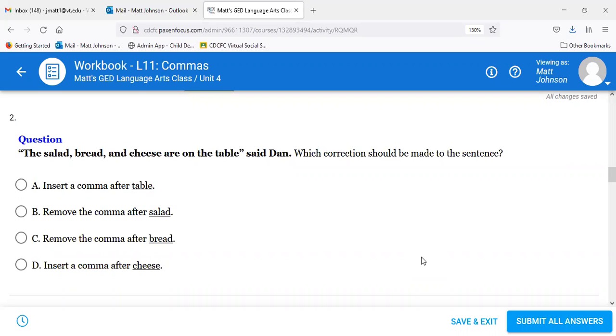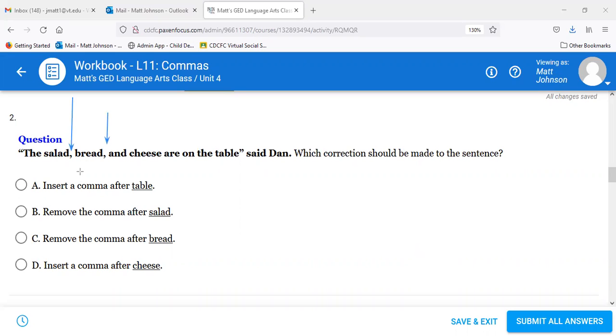Capri, what do you think? I think that we need to insert a comma after table. I think no comma after bread, the salad, comma, bread and cheese. After cheese. Well, we're okay here because we have everything in the series. Remove the comma. C. Remove the comma. No. Yeah.